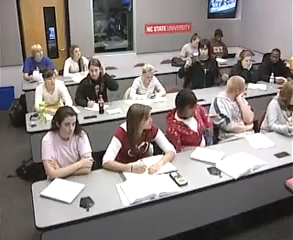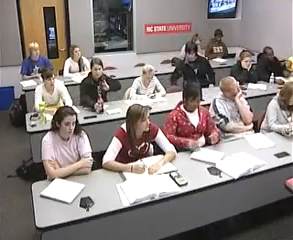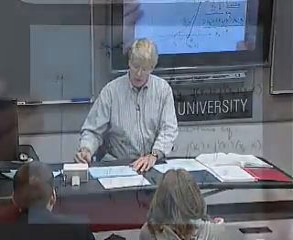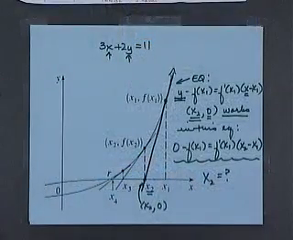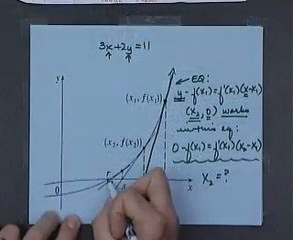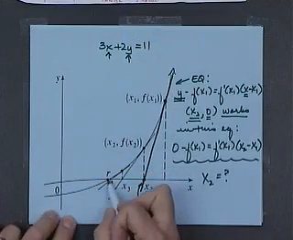Okay. Let's make a quick review of what we're doing. This diagram's a little cluttered. We used it yesterday. But we're searching for the root of a polynomial. We're searching for this point.